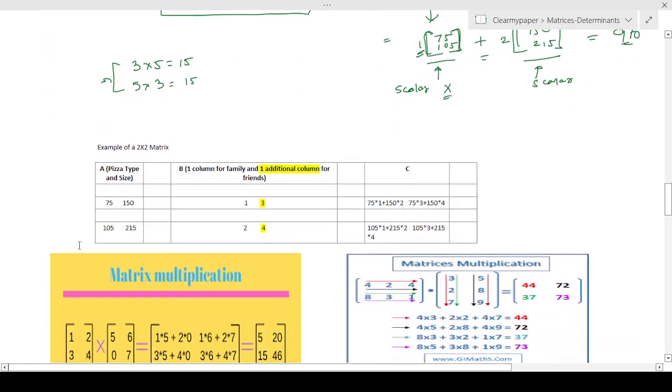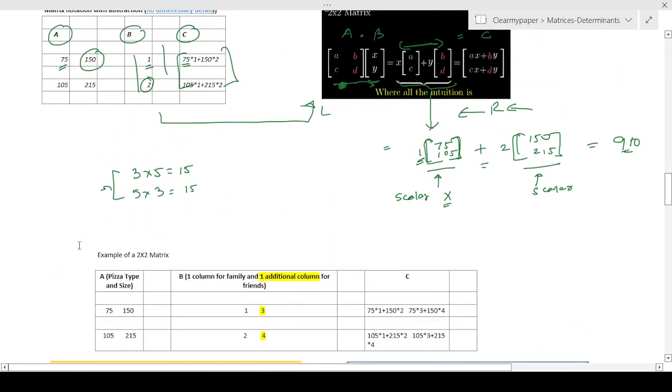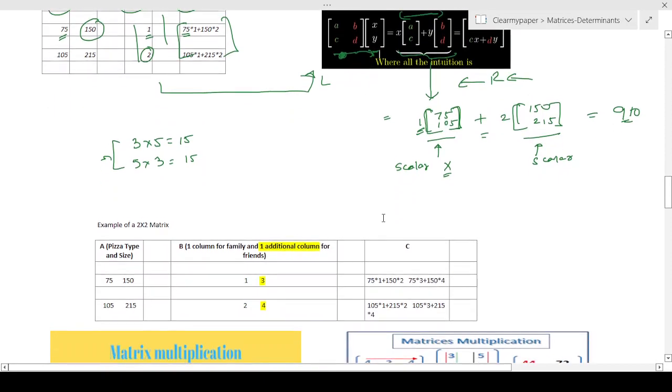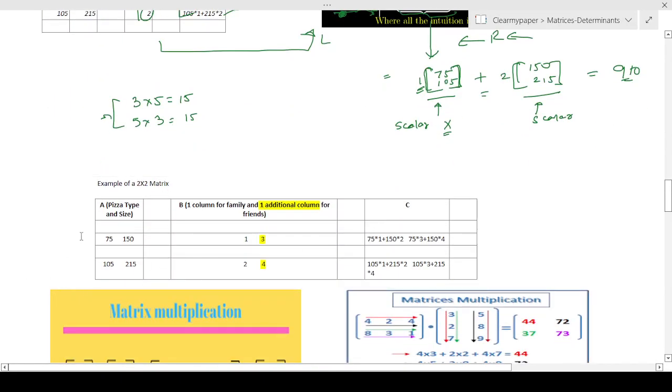Moving on, before we close, I've just put another example here. We are taking a 2 by 2 matrix, and then a 2 by 1 matrix based on the order. Here I'm just taking a 2 by 2 here and 2 by 2 here. What I've done is extend the pizza context. Let's assume that this particular number of orders is for family, and I'm going to order some pizzas for friends also, and there's a number of orders for friends.